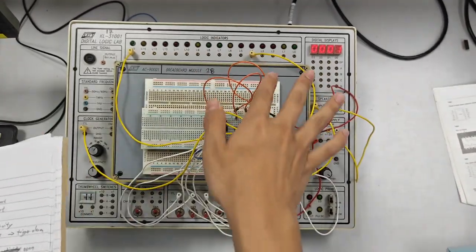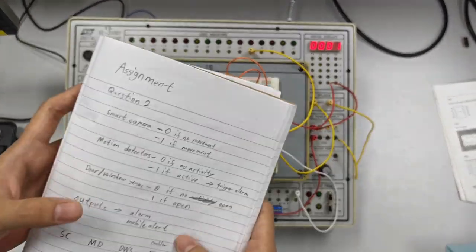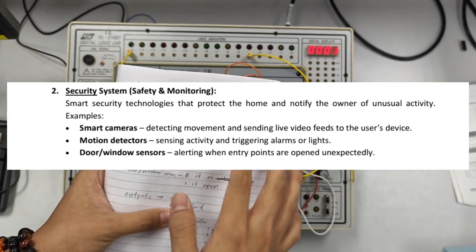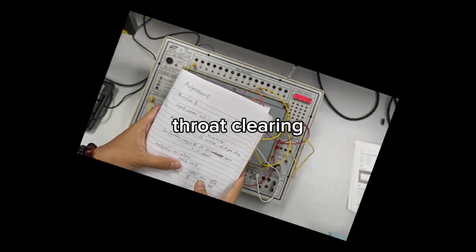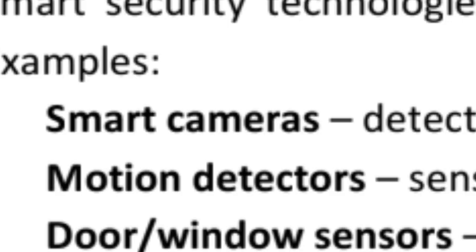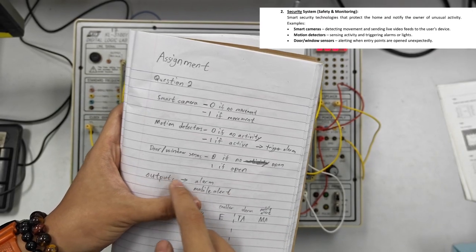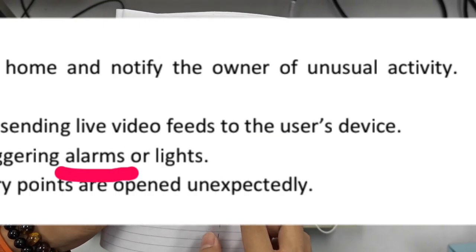Today we are doing a demonstration on what we've done for our logic circuit assignment. So our assignment question is question number 2, something about security. There are a few inputs that we are required to put into the system, which are one smart camera, motion detector, door and window sensor. The output that is required is an alarm and a mobile alert.